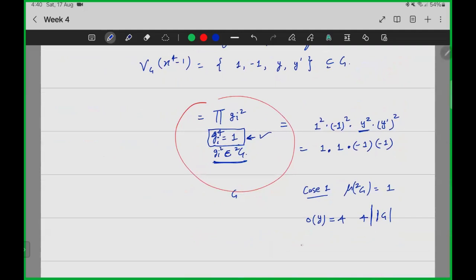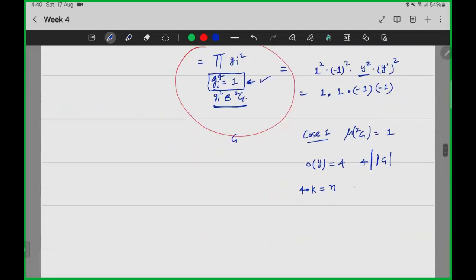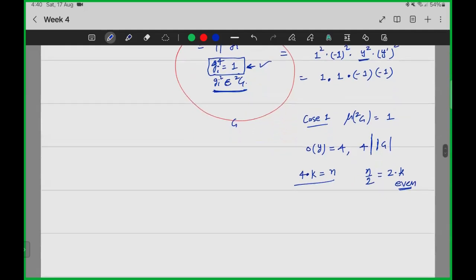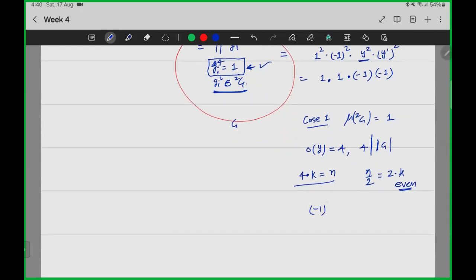Right? Means 4 into some k is equal to n. Now, if you don't follow any step, you can tell me. So now n by 2 is just 2 into k, which is just even. Yes. In that case, what does minus 1 to the power n by 2 become? One. This becomes 1.